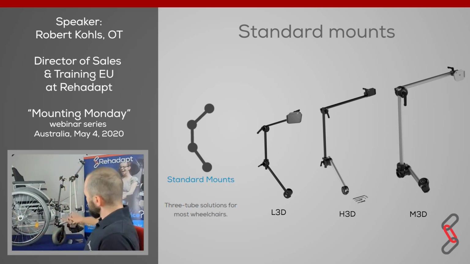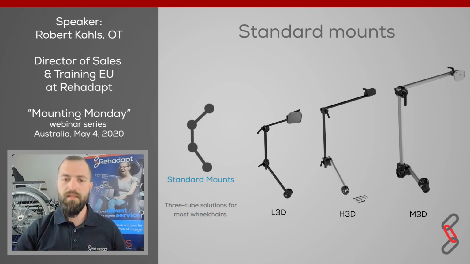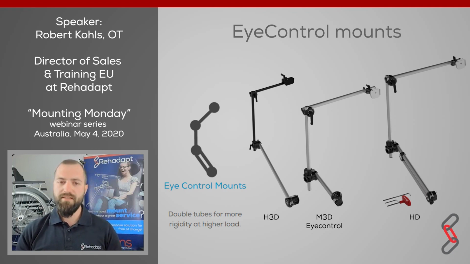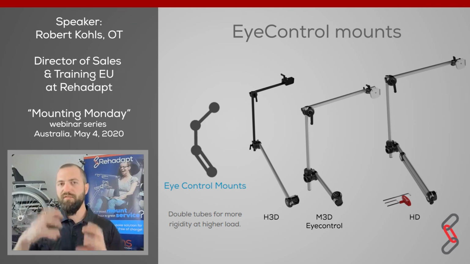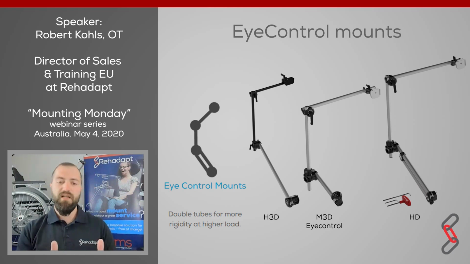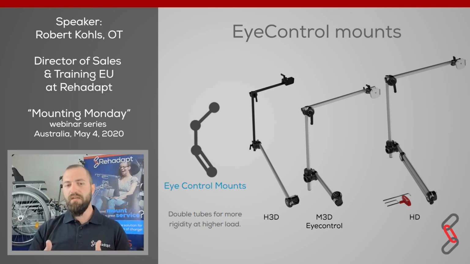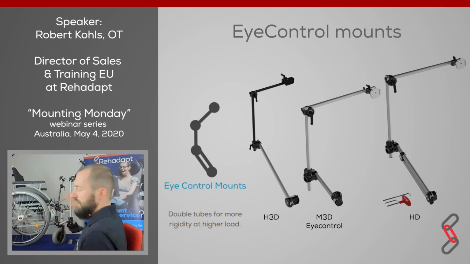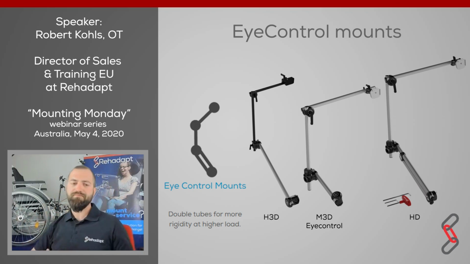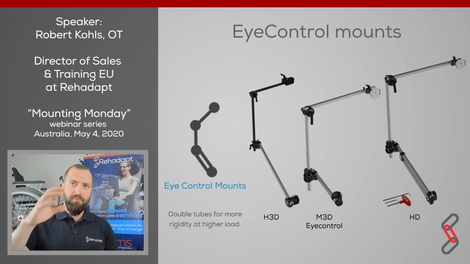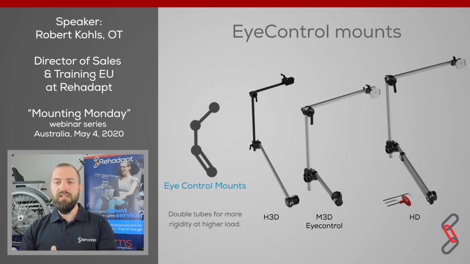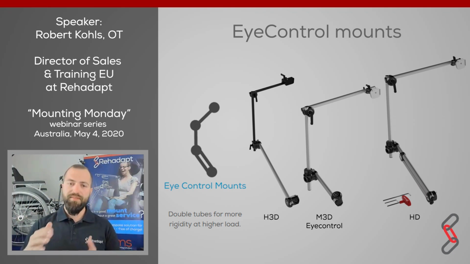These three tubes give us the opportunity to position the device a little bit farther away with the first tube, give the right height with the second tube, and then the right angle with the third tube. The eye gaze systems, the eye control mounts, for example, also have the same configuration with three tubes with different loading capacities. There, for example, an H3D mount is available. As you can see here, the H3D mount has a very, very long first tube to give you the right distance between the wheelchair and the components, combined with lighter L3D tubes as the second and third tube. But also here on the right side, the M3D EyeControl and the HD are extremely long and more stable with the double tube construction.